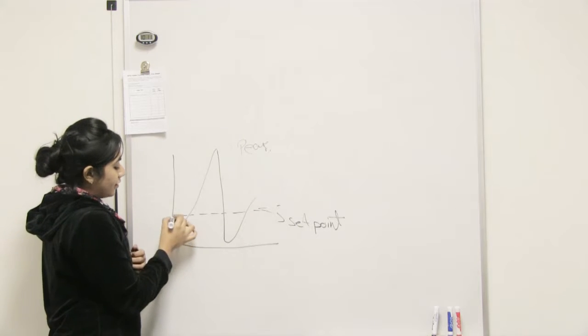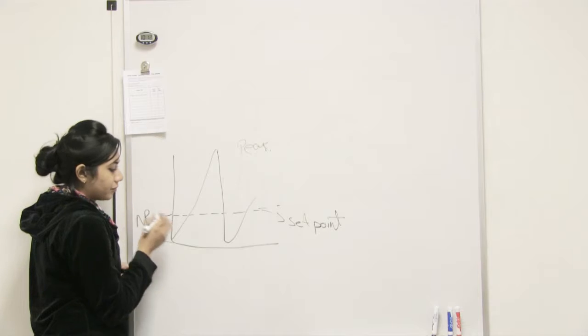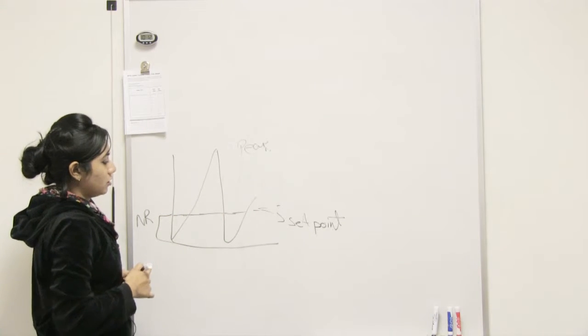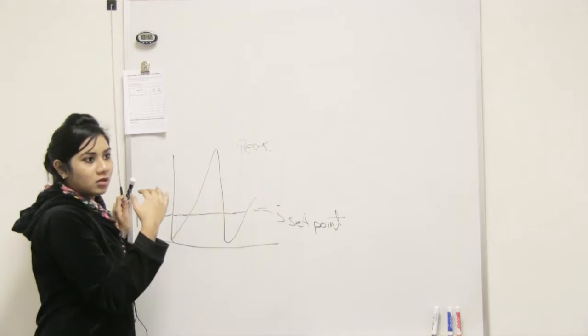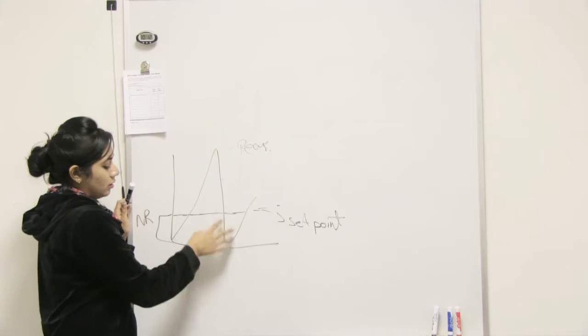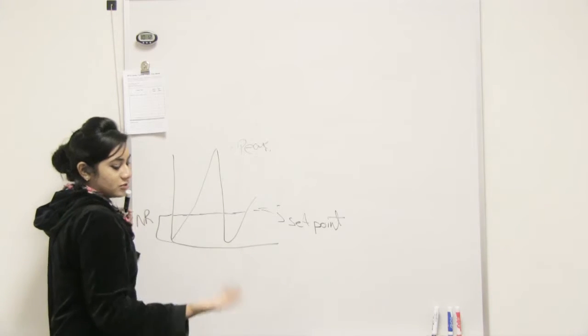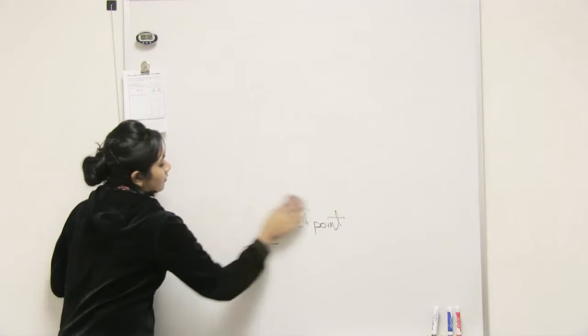Okay. This is the normal range, right? And this is the threshold. So we have the normal range and we have the threshold. It's the level from where, if you go up, that's abnormal. If you deviate from the normal range, that actually causes abnormality. So pain threshold is the level above the set point.